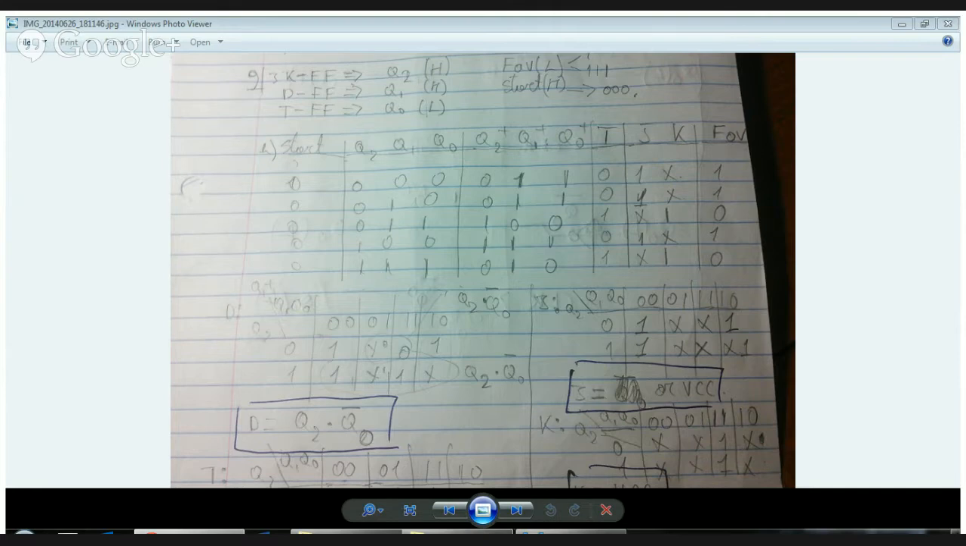So the most significant bit would be Q1, right? The Q2. I mean, the same one that I was talking about. No, that's not it, that's a different problem. It's similar, but it's not the same.